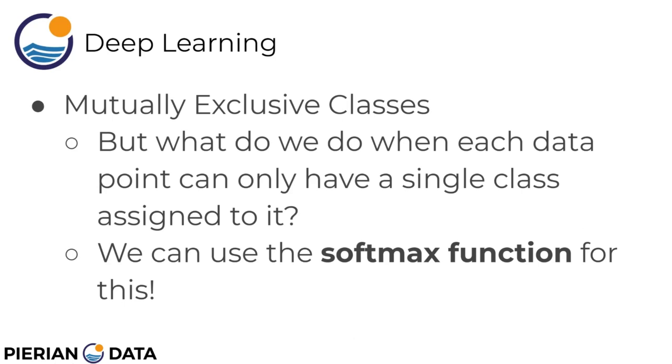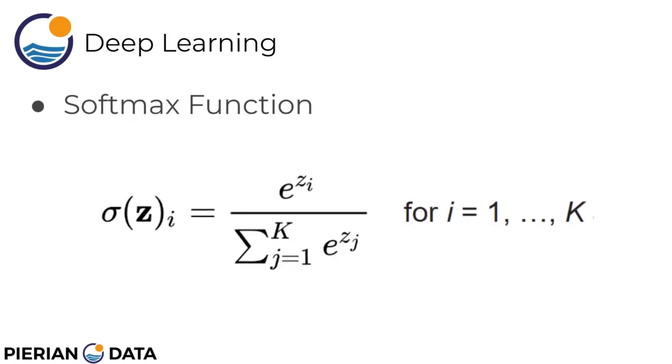Now what do we do when each data point can only have one single class assigned to it? Well, for this, there's a really clever softmax activation function. The softmax function looks something like this. Recall that z represents the actual inputs into the last output layer. Notice that the sum goes from i equal to 1, then 2, all the way to k, and k here stands for the number of categories.